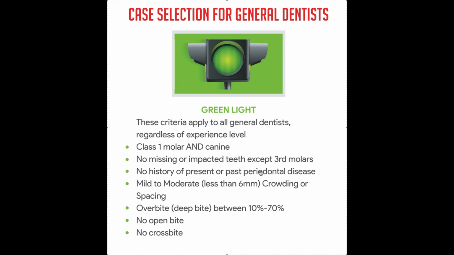Now, it's okay if you're taking yellows, which we're going to get to, but you need to have an orthodontic consultant helping you with those yellows. These you can do on your own. It shouldn't be hard. Next, these should just be crowding and spacing cases only. Nothing weird, okay? Mild to moderate, less than 6 millimeters. You should know how to count that. It should be pretty darn obvious.